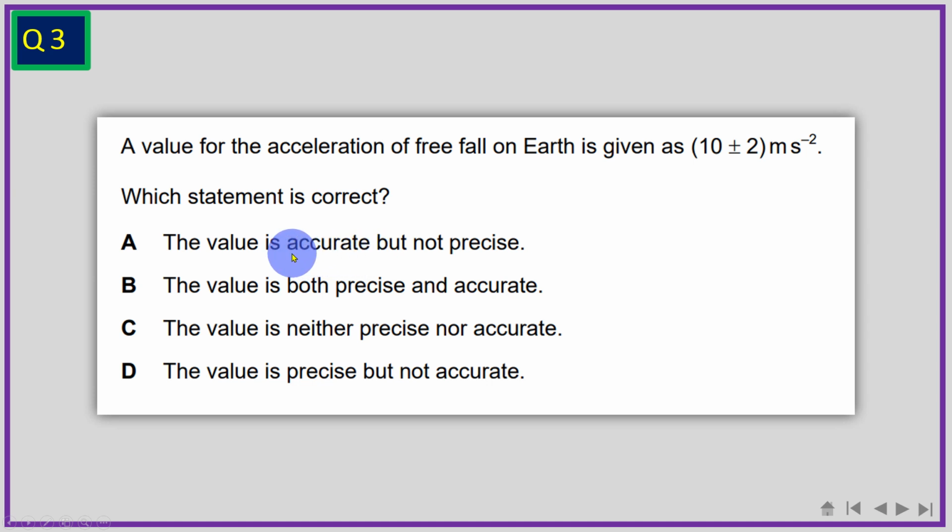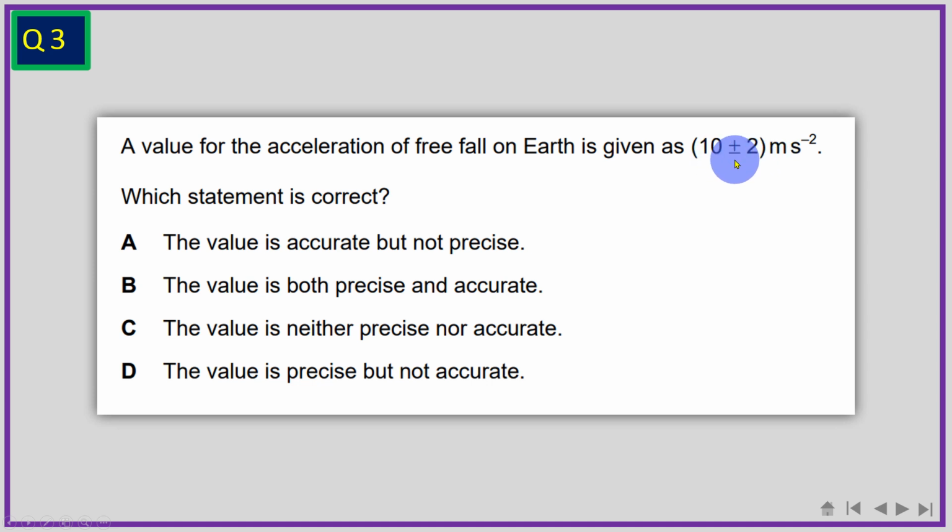Accuracy is how close a given value is to the true value. How about precision? Precision is simply the number of significant figures that are used. For example, in this particular question, when we say 10 plus or minus 2, it means that the value could lie between 8 and 12.